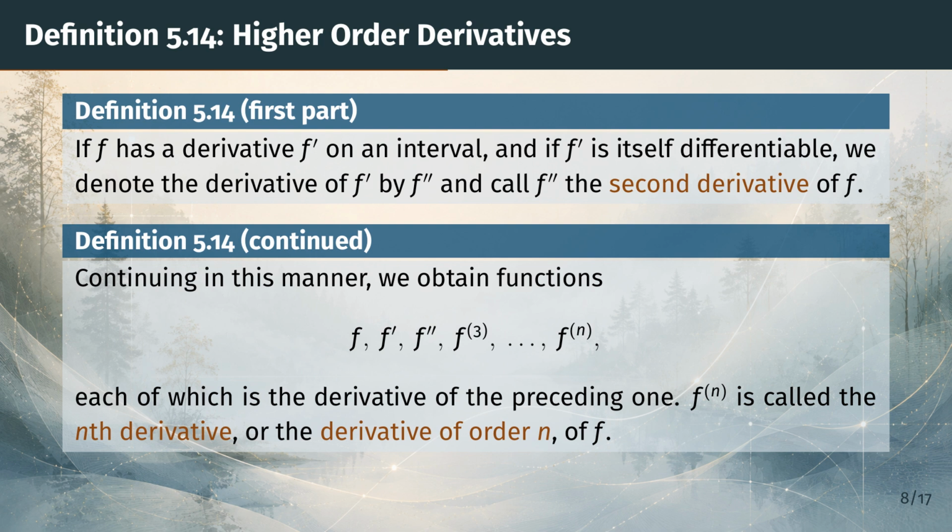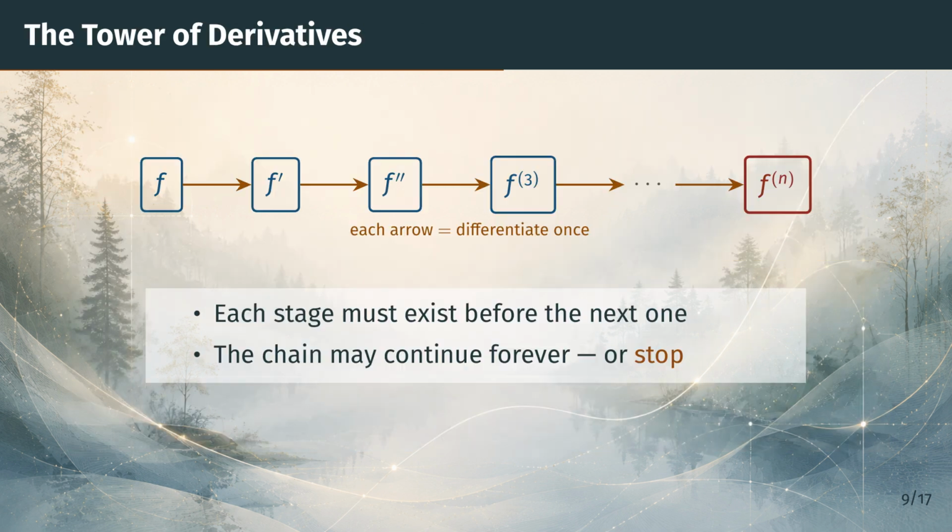Let's picture this chain as a tower. The picture on the slide shows the tower of derivatives. We start on the left with f itself in blue, and every amber arrow means differentiate once. One arrow takes us to f prime, another to f double prime, then to the third derivative, and after finitely many steps, we reach the derivative of order n, highlighted in red on the right.